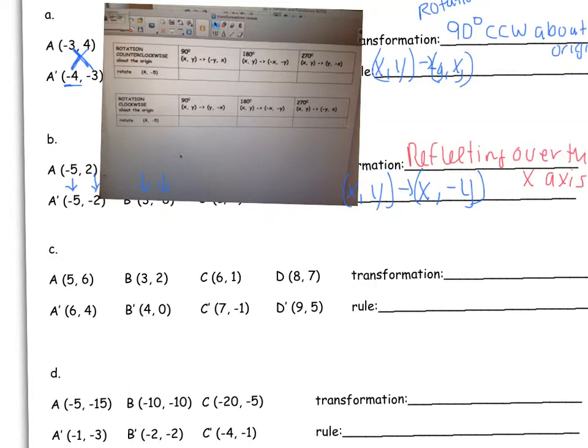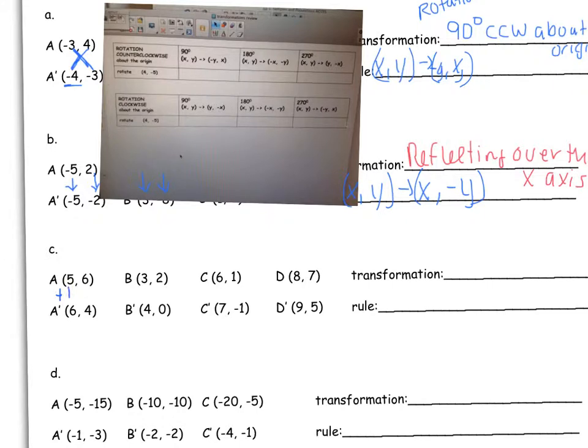All right, this one, C. At first, when I look at it, it seems like the x's or the y's are switching places, but it doesn't match up with my x's. So now I'm wondering if I'm adding or subtracting. I'm wondering if it's a translation. So from 5 to 6 is plus 1.